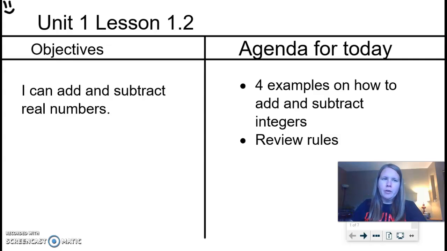In this lesson, we are going to be adding and subtracting real numbers. As you can see, our objective is: I can add and subtract real numbers. So this is going to be any of your integers, whether they're positive, negative, decimals, and so on. We're going to go through 4 different examples on this. I know that we had practiced this topic in Excel as well, but it is a good reminder to remember our rules too. So we will also review those rules as we go through these examples.